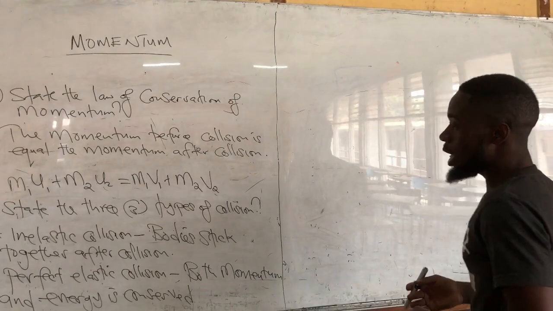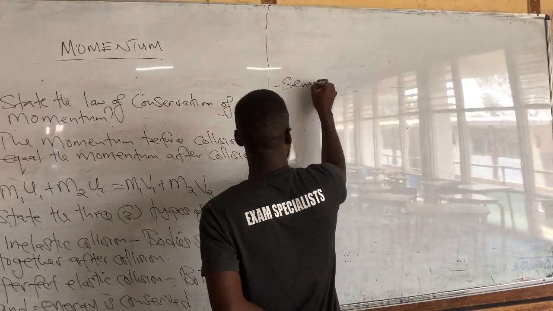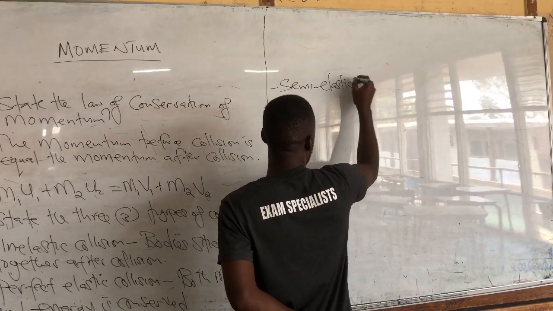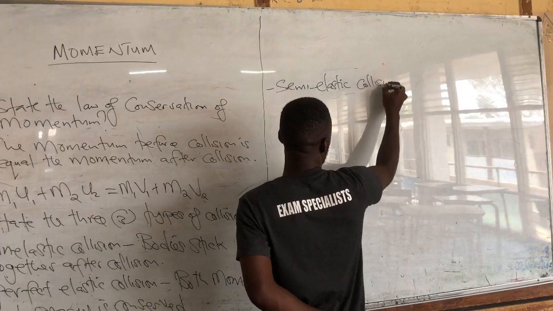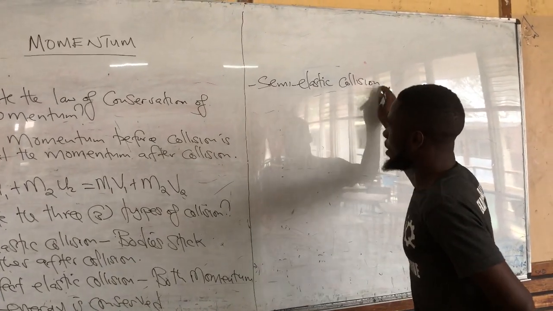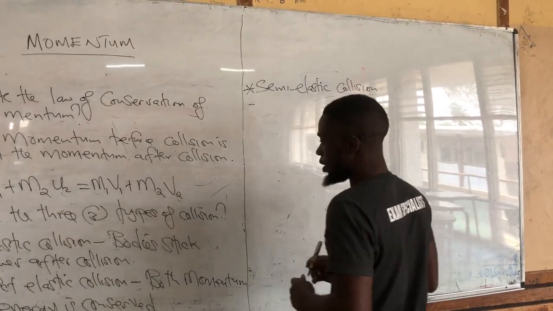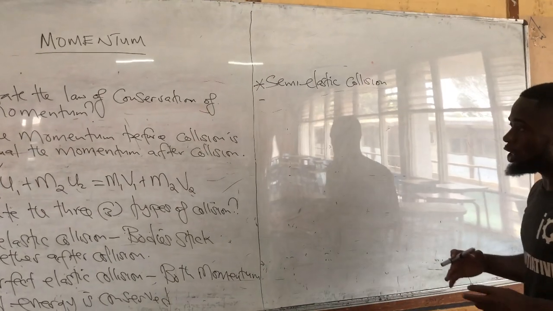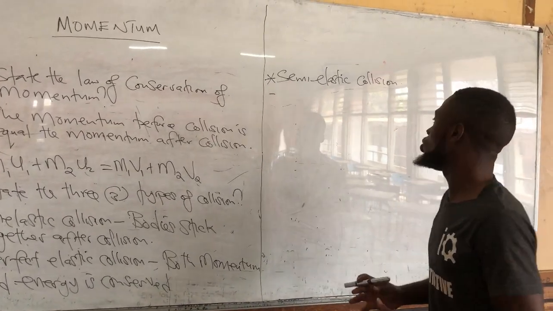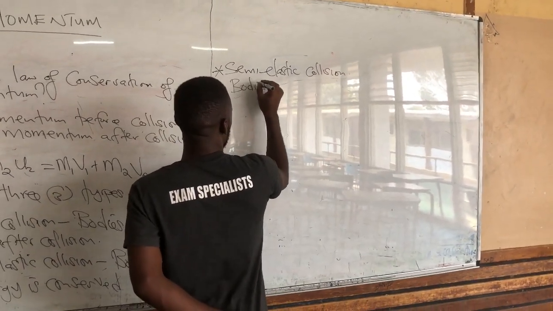So the next one is semi-elastic or, in some books, partial elastic collision. What is this semi-elastic collision? It is a type of collision where bodies won't stick together after collision and some energy will be lost.